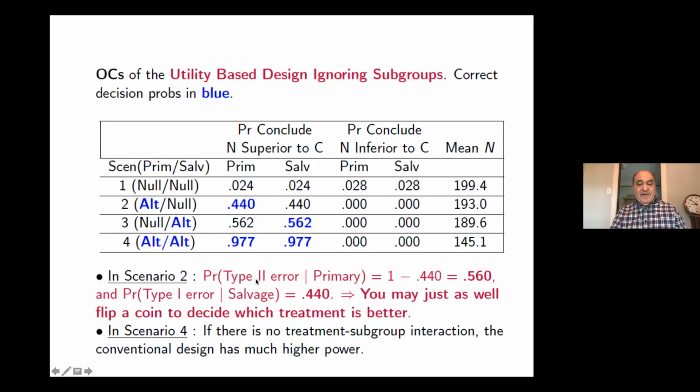So the probability of a type 2 error in the primary group, which is a false negative, you missed an advance, is about 56%. And the probability of type 1 error in the salvage, which is the probability you wrongly conclude there's an advance, is about 44. And so all this says is, if there really is a treatment subgroup interaction, you might as well just flip a coin instead of running a trial, because these error probabilities are huge.